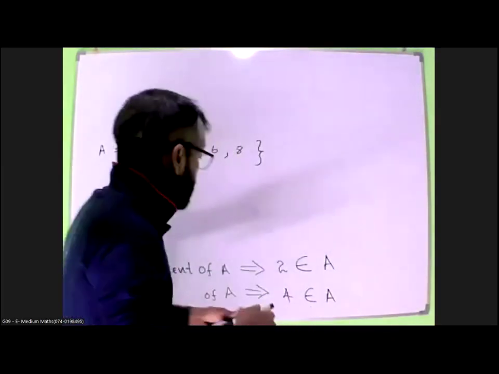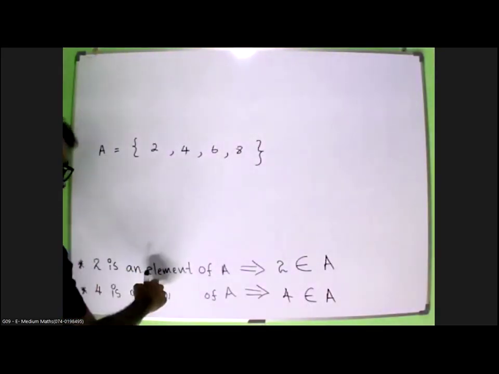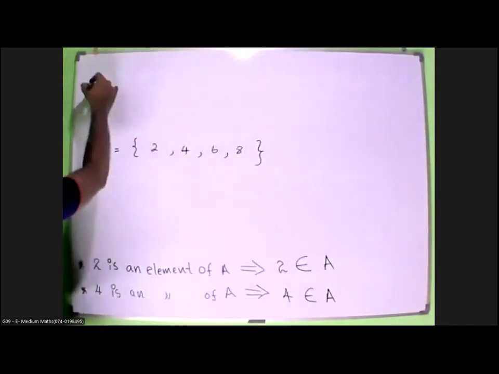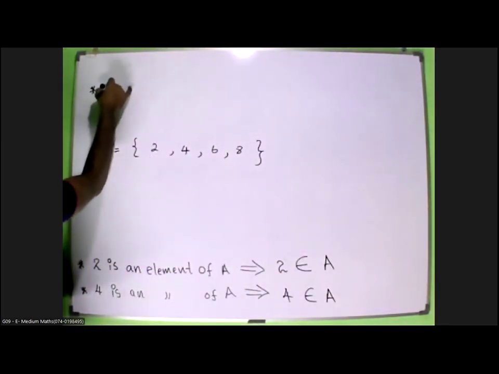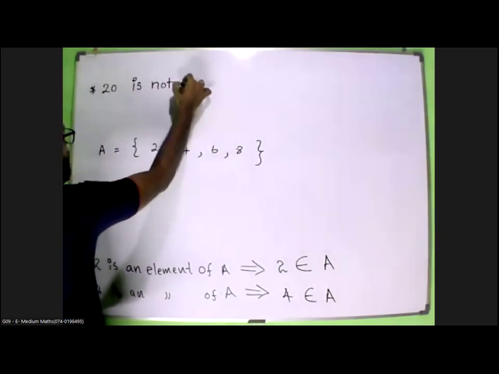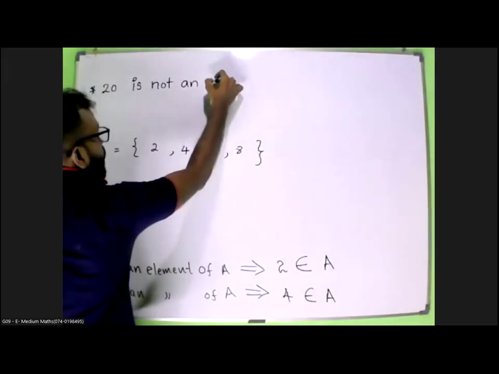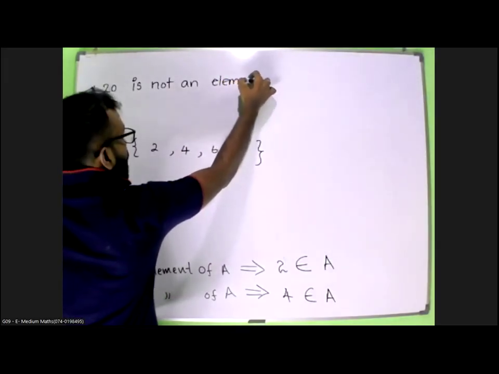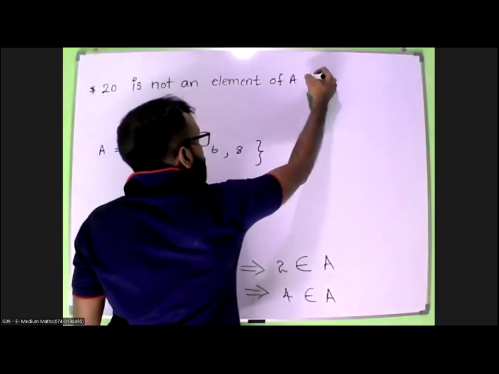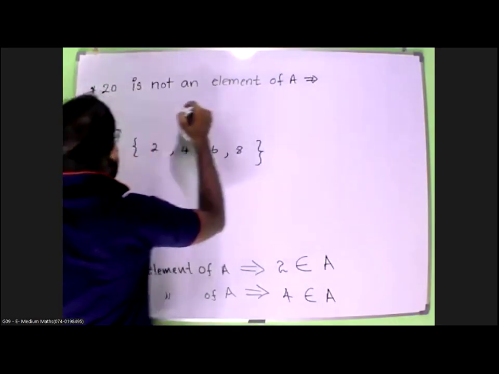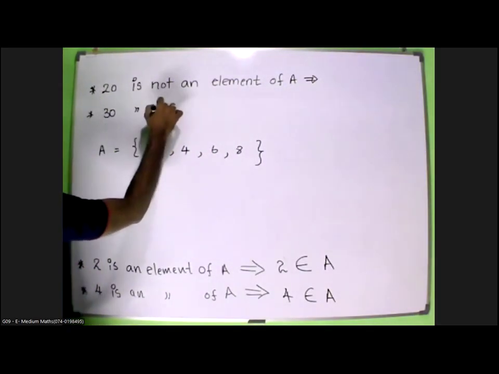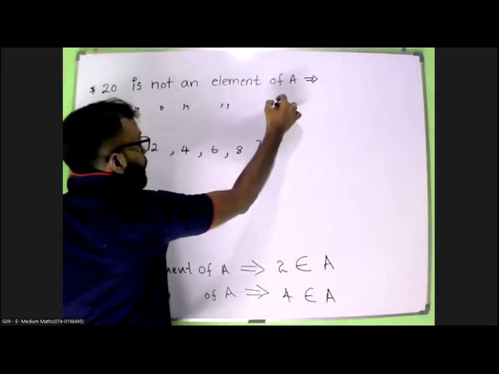How do we write it? So let's see. Who is an element of A? Yes. This is the way that we are going to write. So I am going to write now: 20 is not an element of A. Thirty is not an element of A.